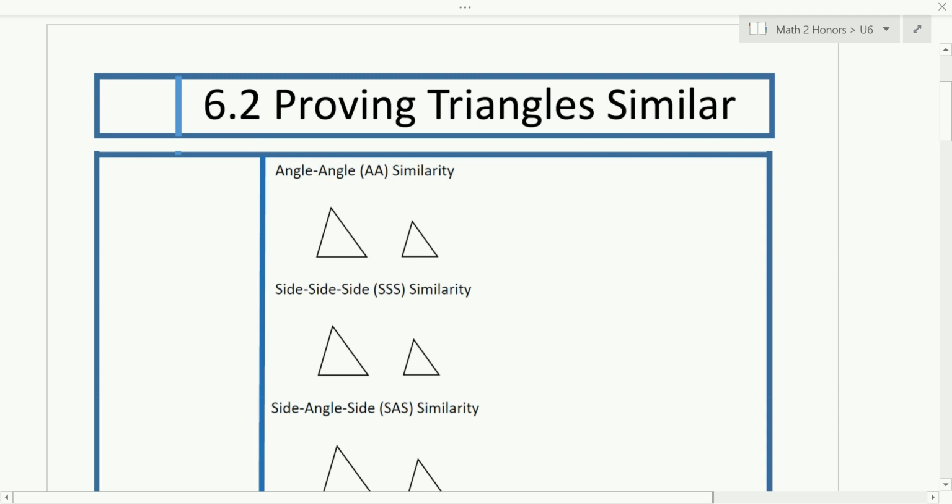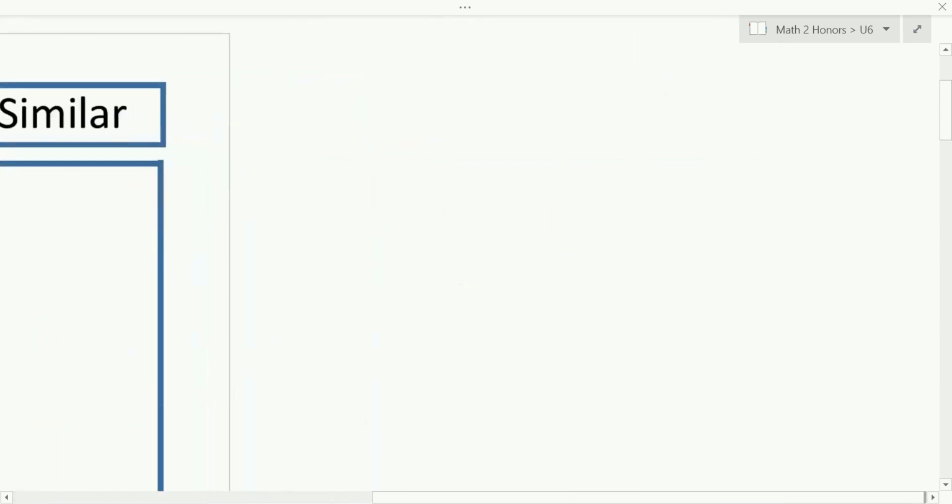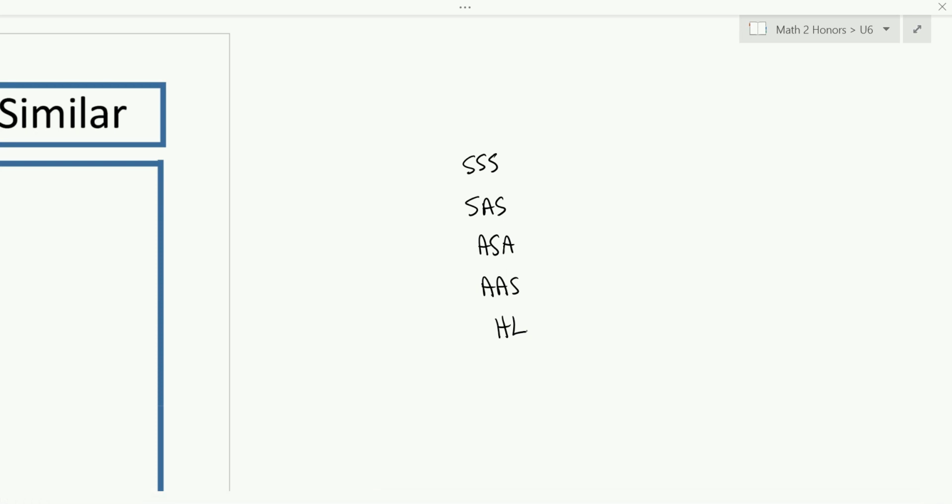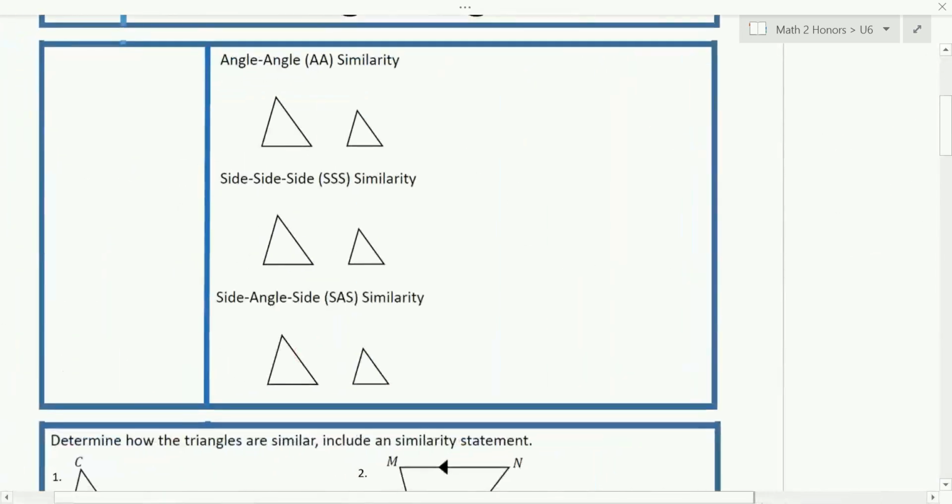So just as we proved triangles congruent, and there were 5 ways to prove triangles congruent. What were the 5 ways? Side, side, side, side, angle, side, and so on. Those were the only 5 ways we had to prove triangles congruent, and we use that a lot, right? So we can also prove triangles similar, and we can do that with less information than what we have here. And there are only 3 ways.